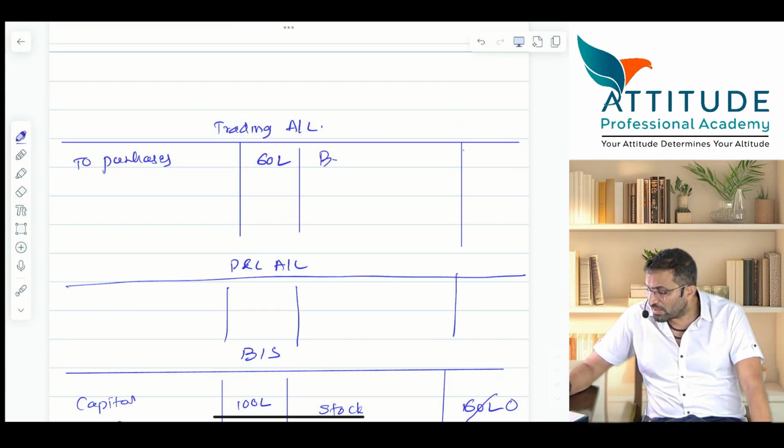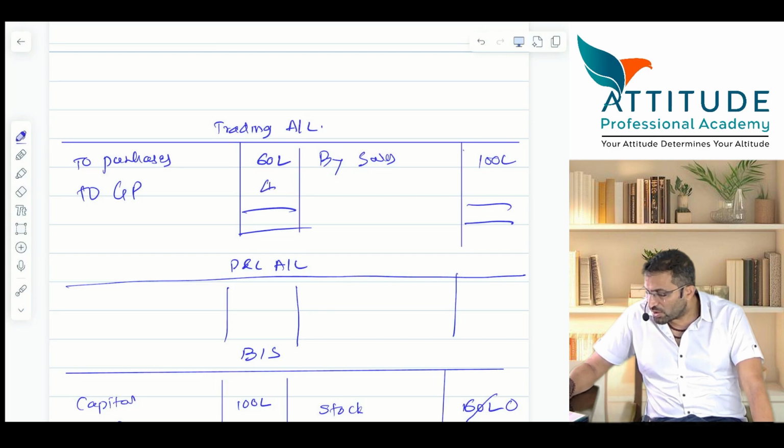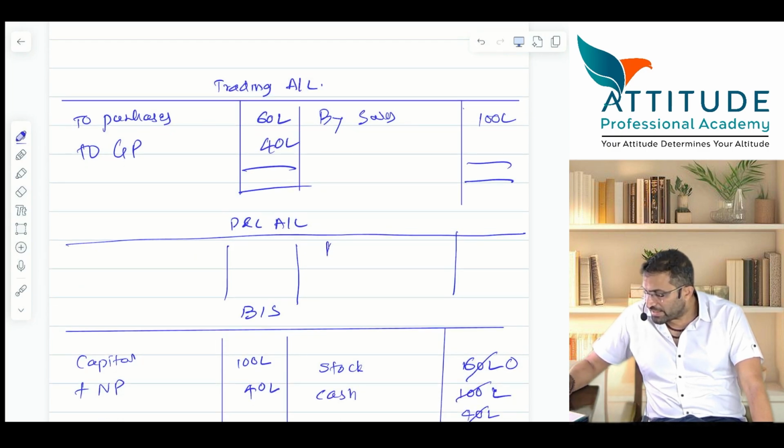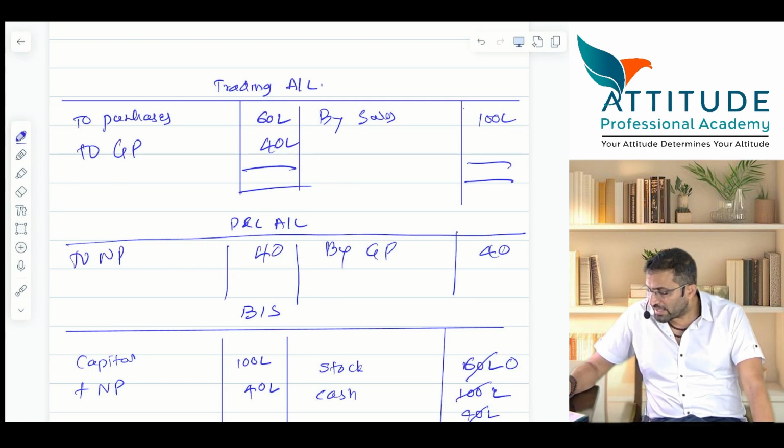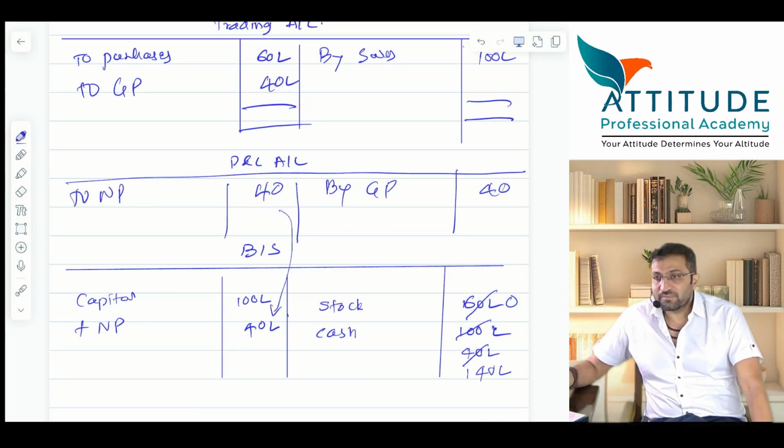Now how will you show in your trading? Sales 100. Then there is no closing stock because entire stock is sold. To gross profit 40. Then by gross profit 40. To net profit 40. That 40 only is coming here. I have directly shown in the balance sheet.